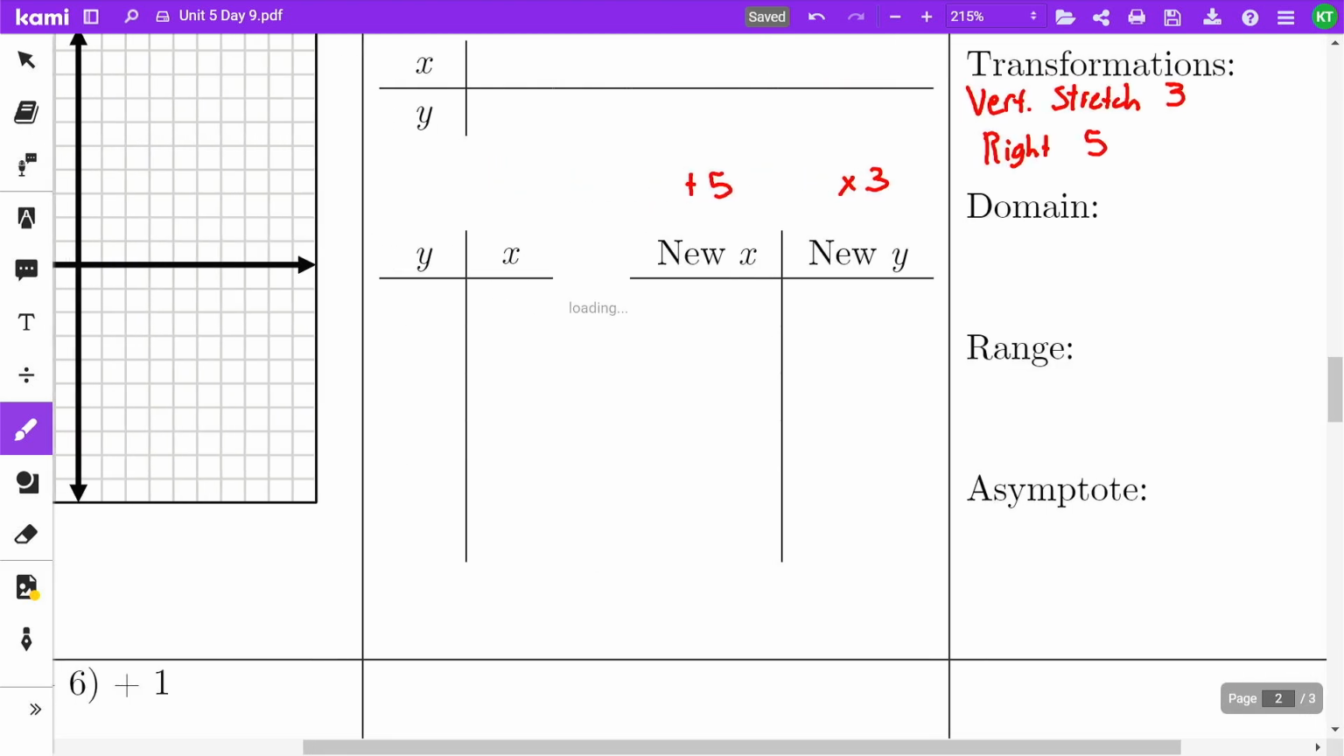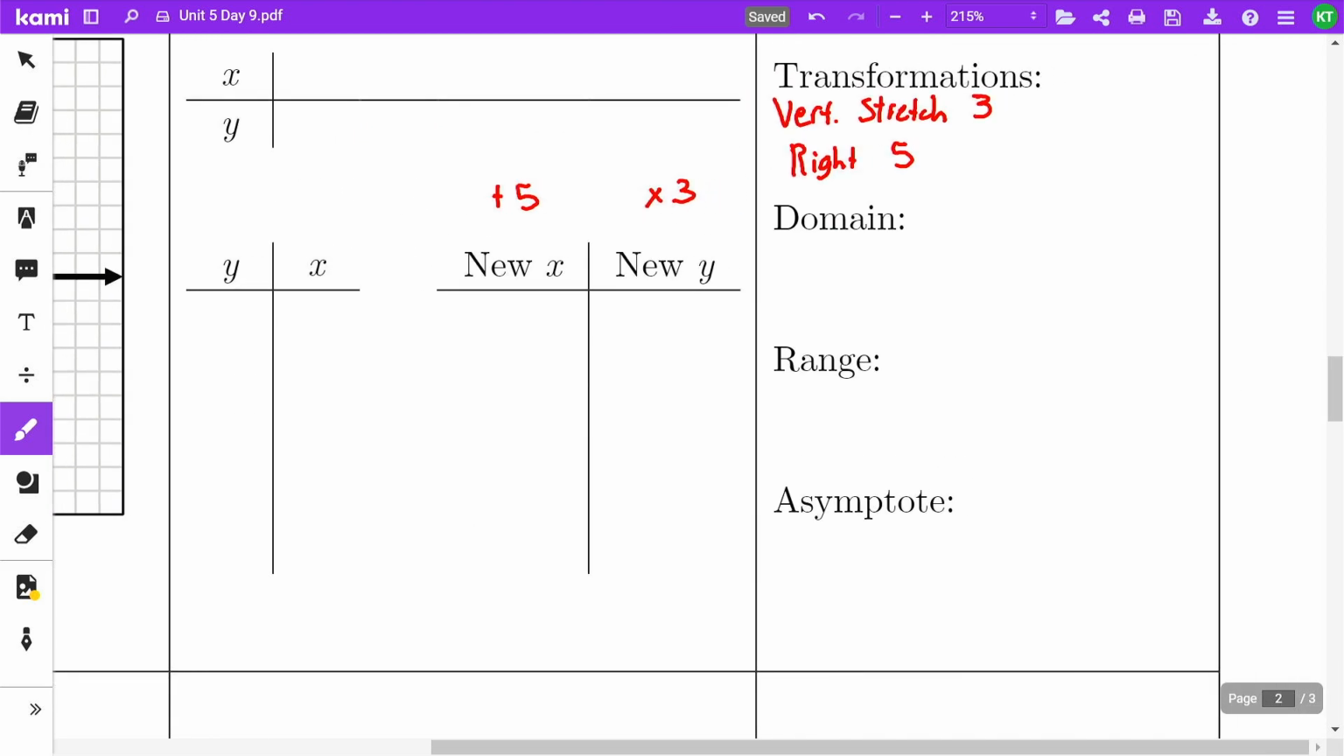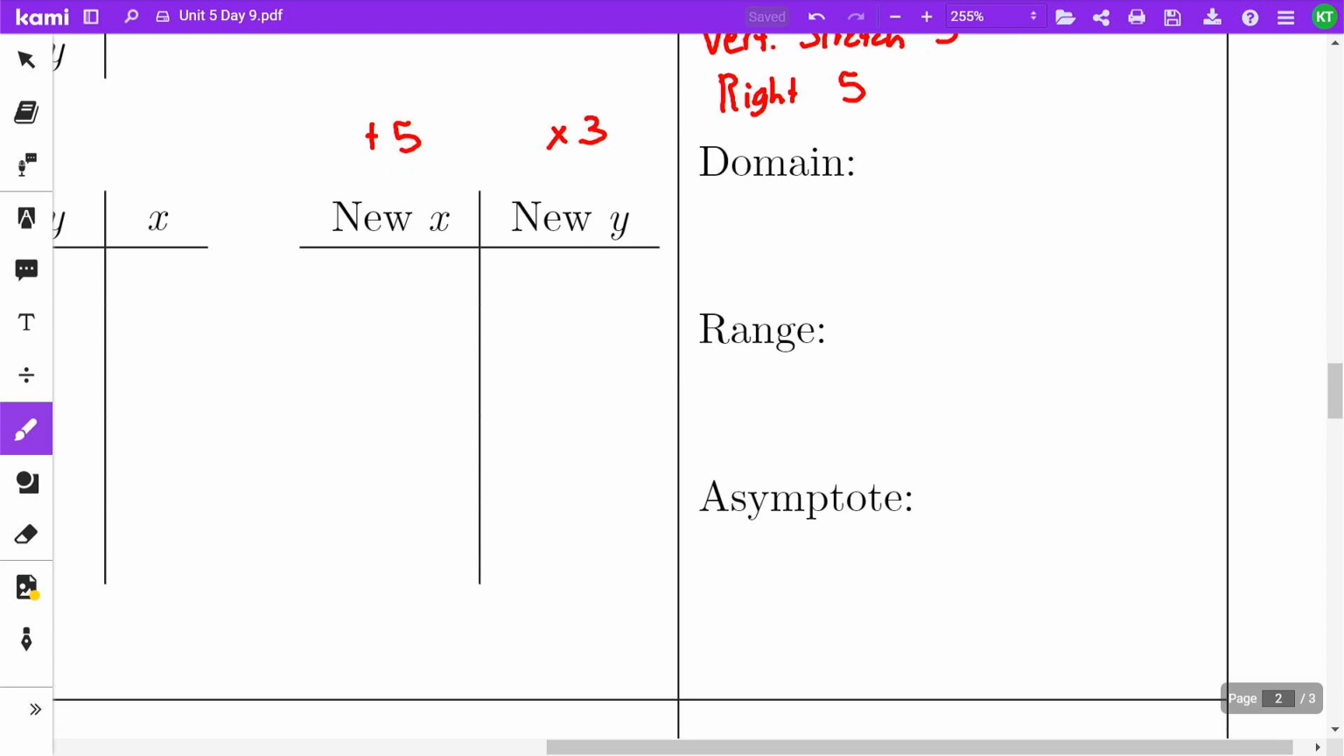And because it's a log and we have a horizontal shift, that horizontal shift to the right 5 will mean our asymptote is now going to be at x is equal to 5. Our vertical asymptote will be at x equals 5.